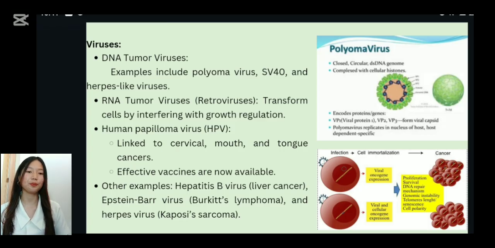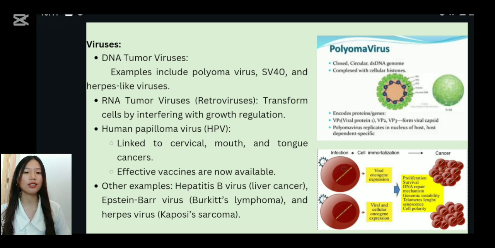So, ayan. Next is RNA tumor viruses or tinatawag nating retroviruses. So, RNA tumor viruses like retroviruses insert their RNA into the host cell's DNA.